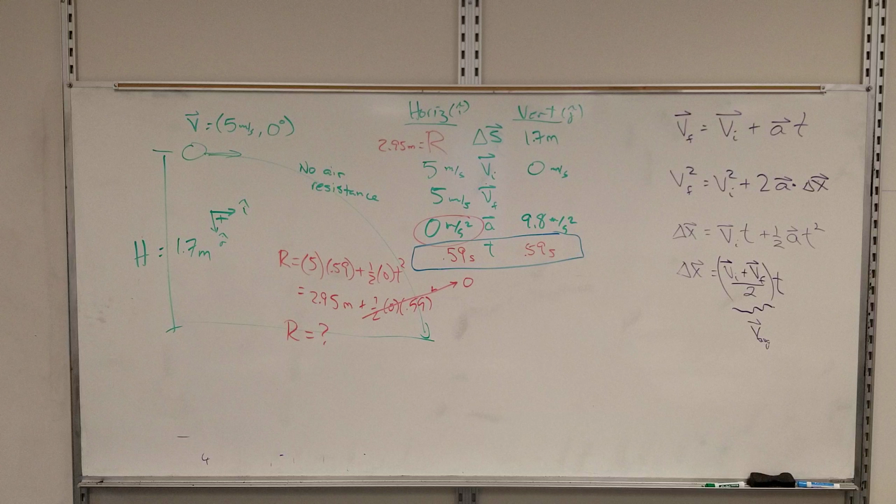Because once it's in the air, the acceleration is 9.8 meters per second squared down. Okay. That stays the same. So since neither acceleration changed, the total was constant, and therefore we could use these formulas. Once it hits the ground, there's now another force involved, and so acceleration changes. So I can't use these to figure out anything once it hits the ground, without giving you a lot more information.